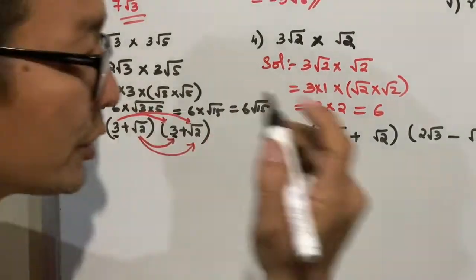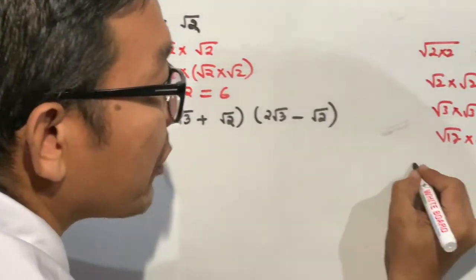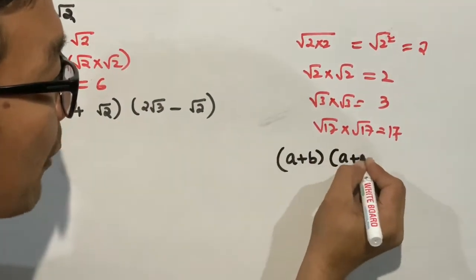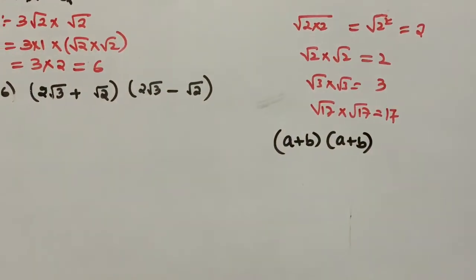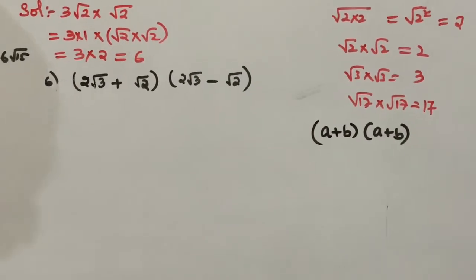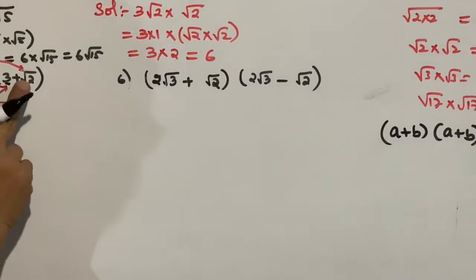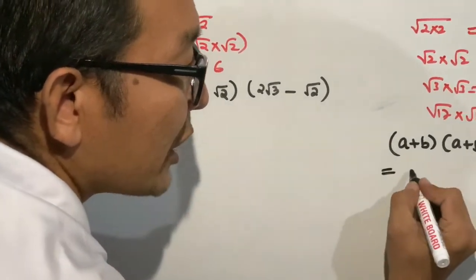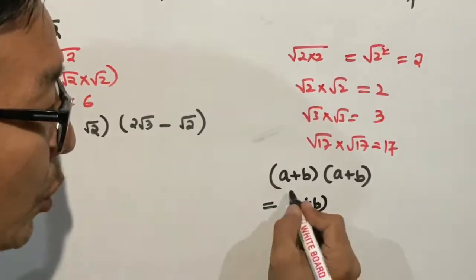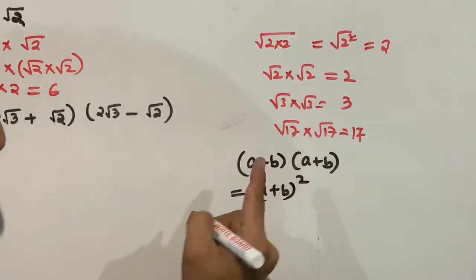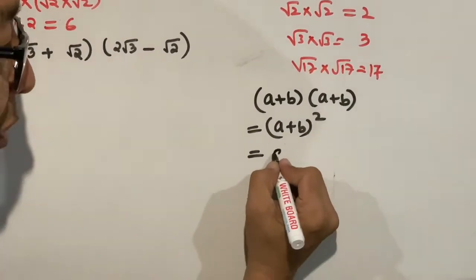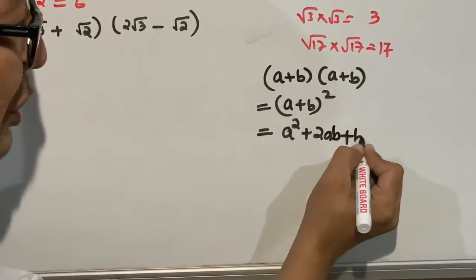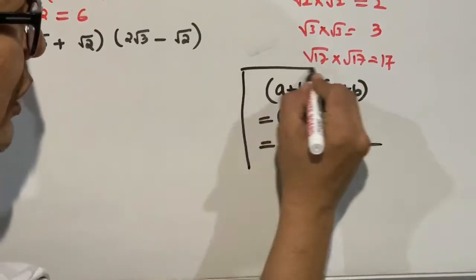I'm in algebra, an expression, and the formula you know. We apply it here: 3 multiplied by root 2, each term multiplied. We share the formula and apply it. The formula is a plus b whole square. The identity is: a plus b whole square formula is a square plus 2ab plus b square.